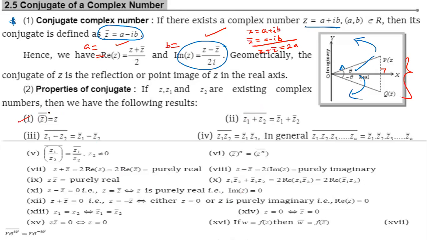First one, Z bar whole bar is equal to Z. Z1 plus Z2 whole bar is equal to Z1 bar plus Z2 bar. So please remember this property. Clear? So remember all the properties, all of them, dear students. See carefully.